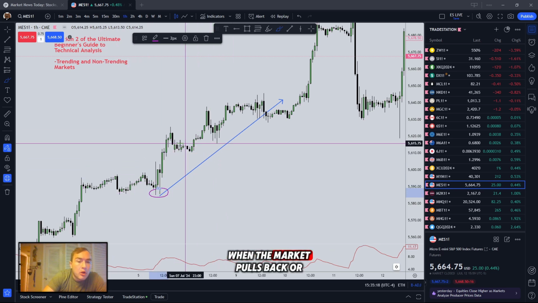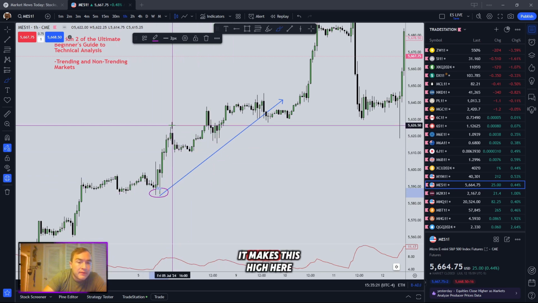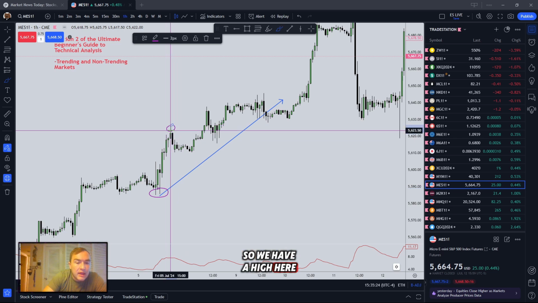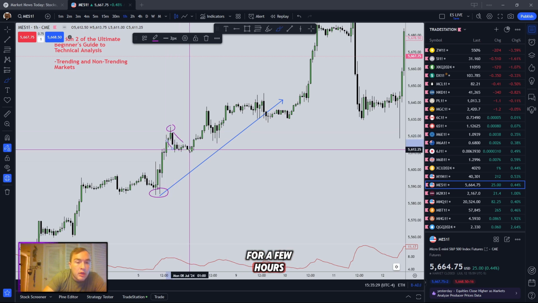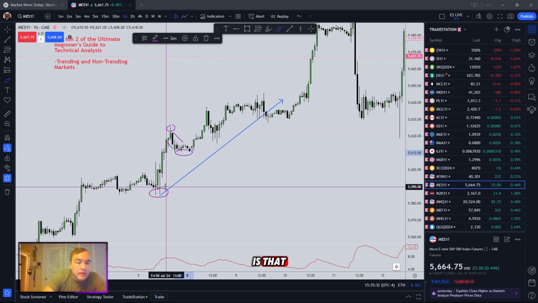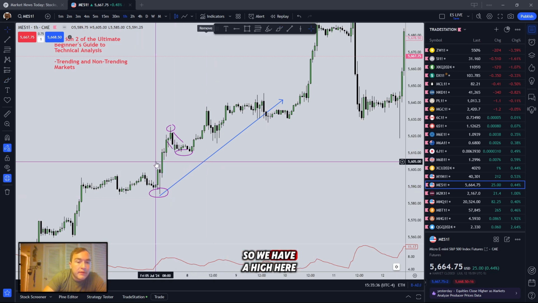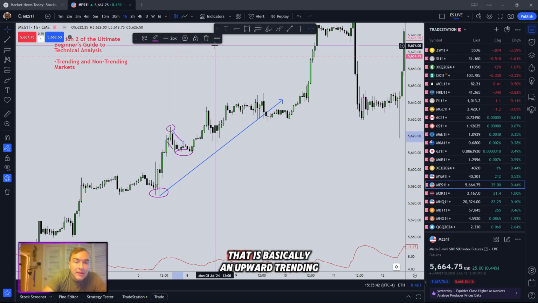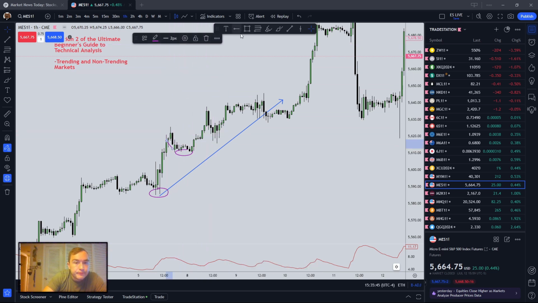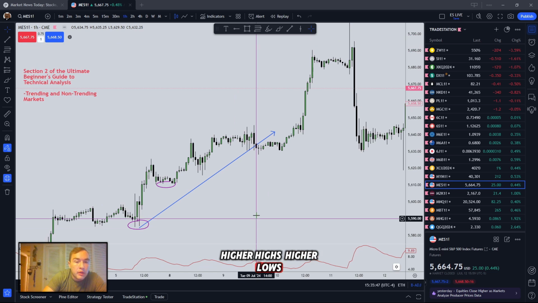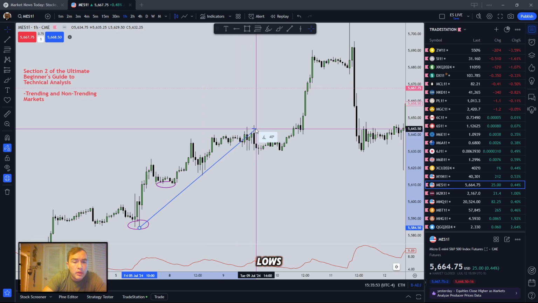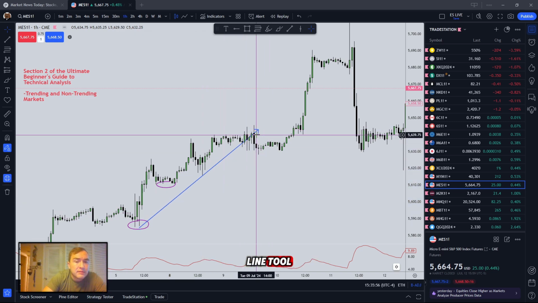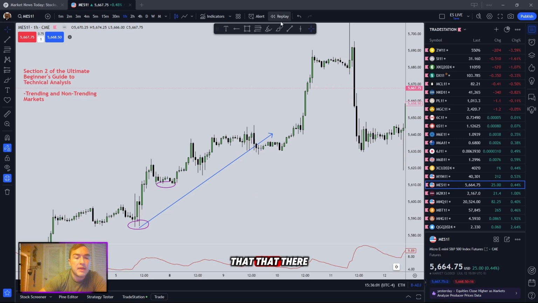When the market pulls back, or in other words, it makes this high here, we have a high at Friday, the 5th of July at 1500. Notice that when the market comes back down for a few hours, the next low is higher than the first low. So we have a high here, we have a higher high, we have a higher low. That is basically an upward trending market. Higher highs and higher lows. You can identify an upward trending market by simply taking two or more lows and connecting them together using a trend line tool. So in this example, I'm just going to leave that there.